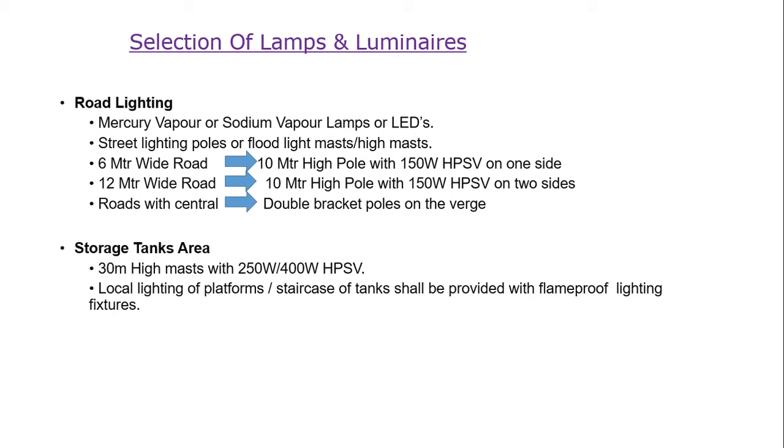So if it's a 6-meter wide road, we would be requiring a 10-meter high pole with a 150 watt either HPSV or LED light. So how are these calculations done? These are done on a thumb rule basis. Usually what we have to see is whether the road is 5 meters, 10 meters, 12 meters wide. So based on that we have to go for a calculation.